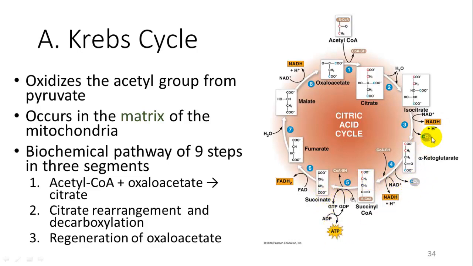And then you're reducing NAD pluses into NADH in a couple spots there. You're forming an ATP here, and then you also get a reduction of FAD plus there. And the final step is you're going to regenerate oxaloacetate so that you can form citrate in the next step. So those are the 3 main steps, and we're not going to go through all these individual 9 steps.